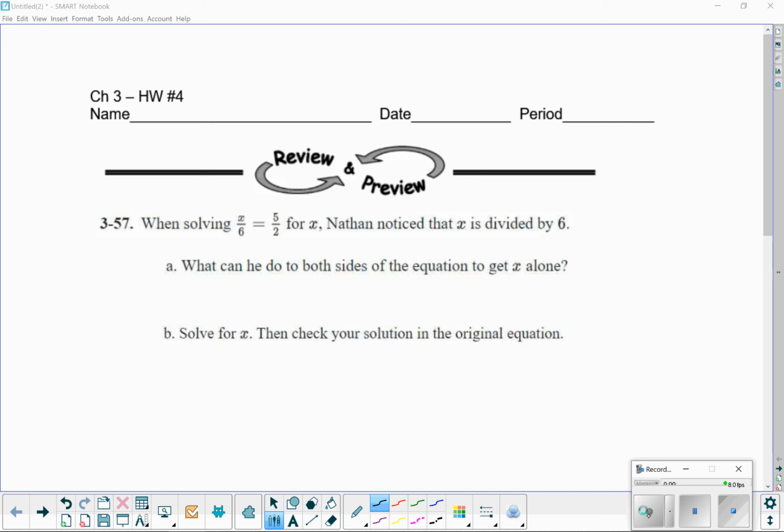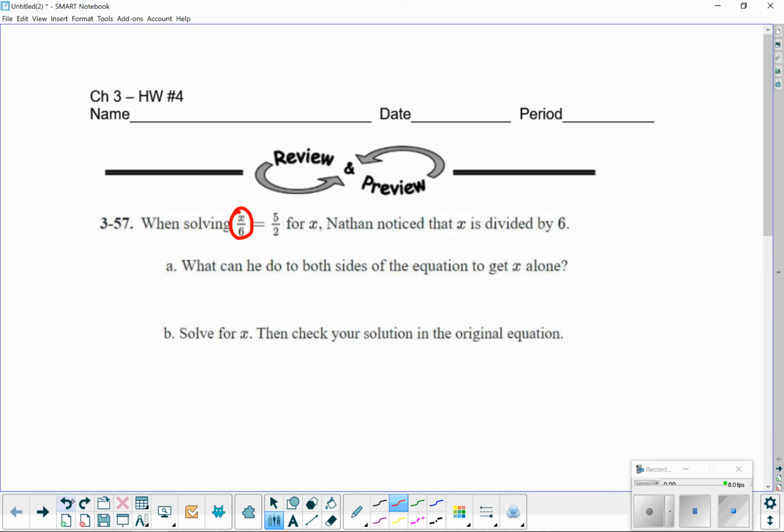When solving x over 6 equals 5 over 2, and we're solving this for x, Nathan noticed that x is divided by 6. Okay, yeah, I noticed it too. It's right here. Right, not much you can do there. But what can he do on both sides of the equation to get x alone? Right, so that's what we want to do.